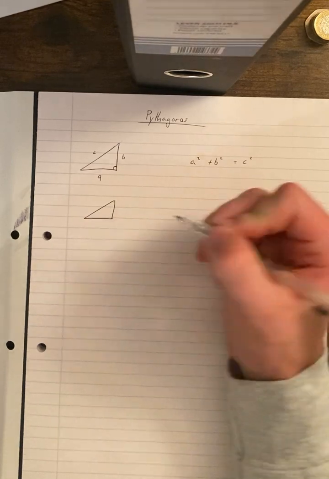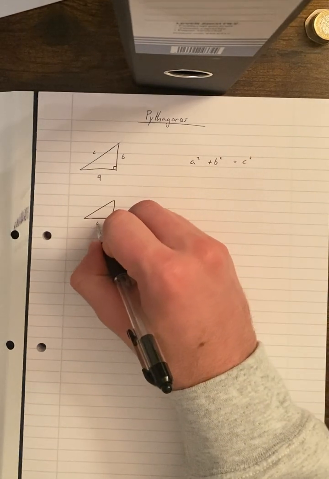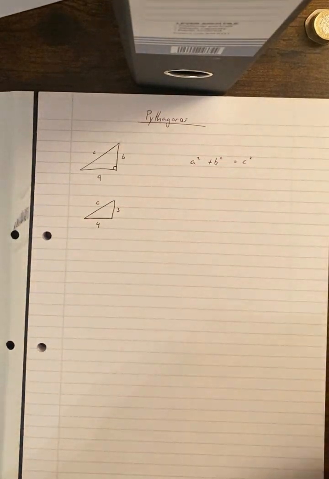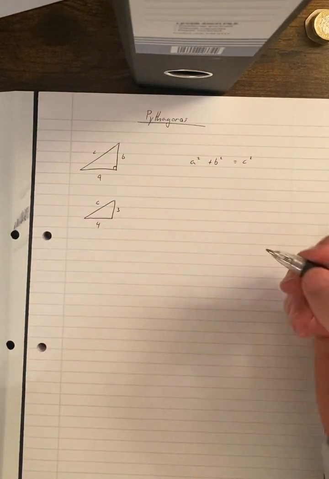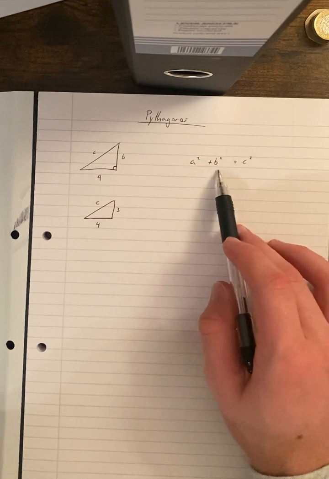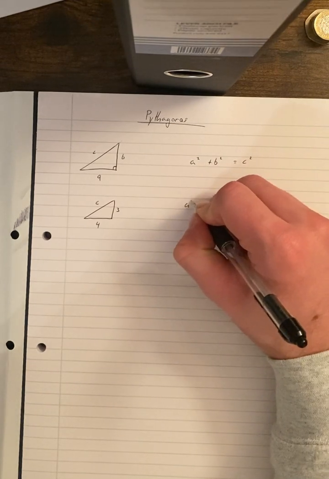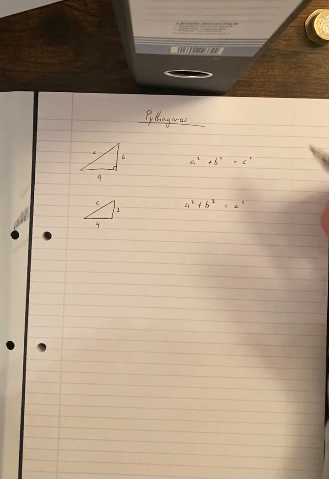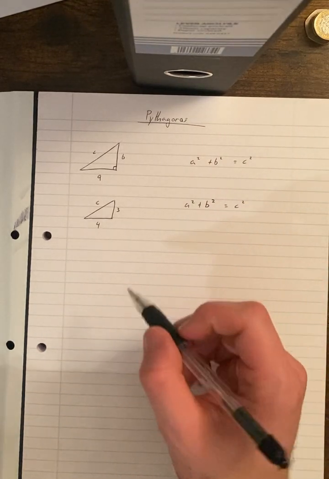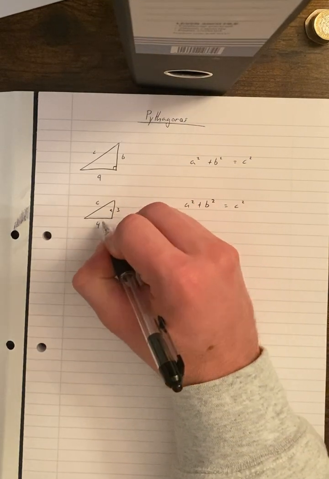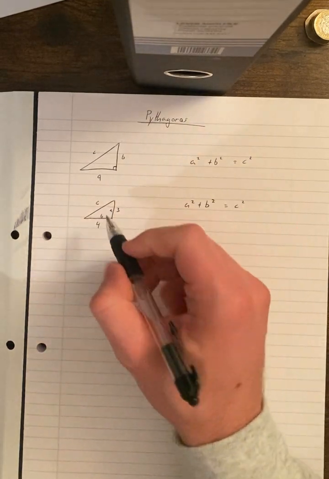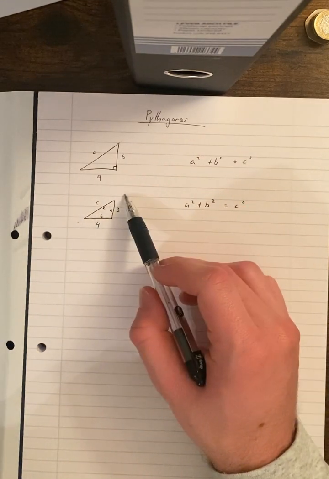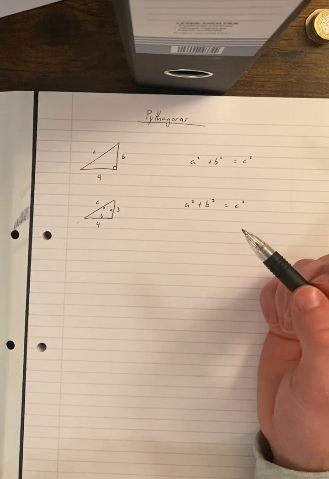If I have a triangle like that with lengths 4, 3, and c, what can I do? Well, I can use my formula, a squared plus b squared is c squared. So let's write it out. A squared plus b squared is equal to c squared. So your sides are going to be A, B, and then C. Your hypotenuse, which is the longest side of the triangle, is always going to be C.